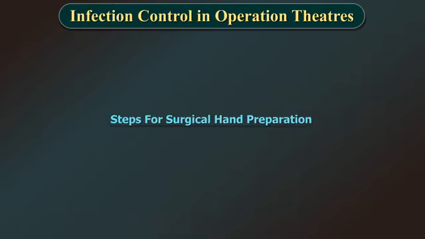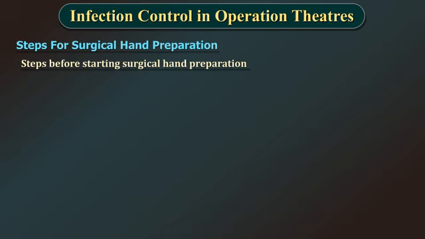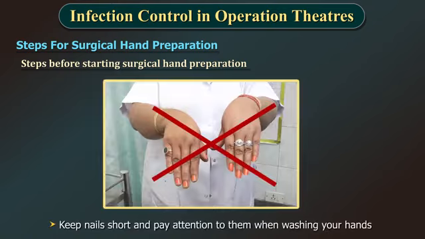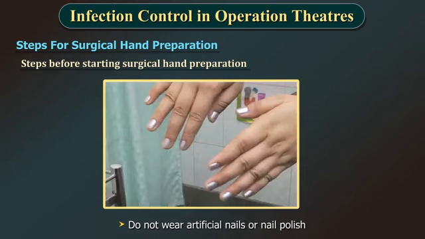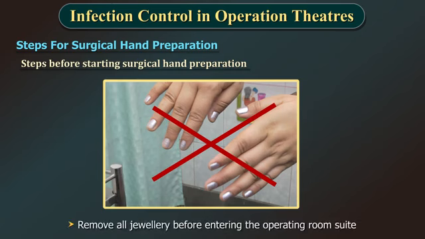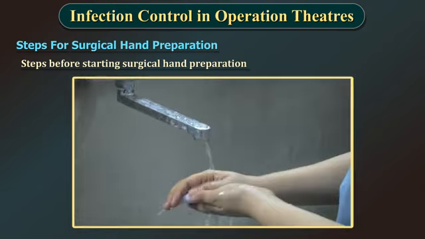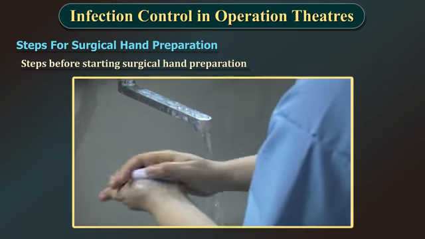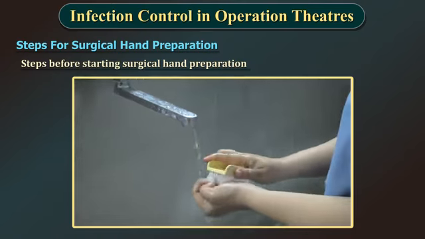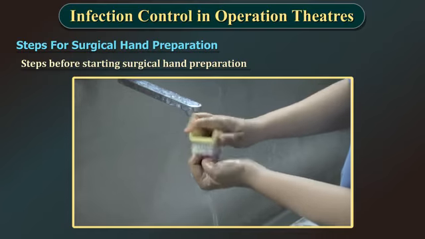Steps for surgical hand preparation. Steps before starting surgical hand preparation. Keep nails short and pay attention to them when washing your hands. Most microbes on hands come from beneath the fingernails. Do not wear artificial nails or nail polish. Remove all jewelry, including rings, watches, bracelets, before entering the operating room or the suite. Wash hands with a non-medicated soap before entering the operating room. Always use brush for cleaning hands if visibly soiled.